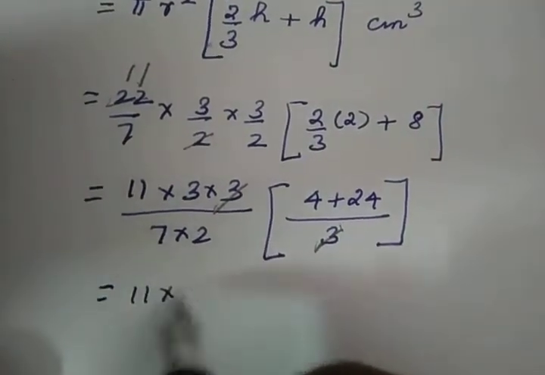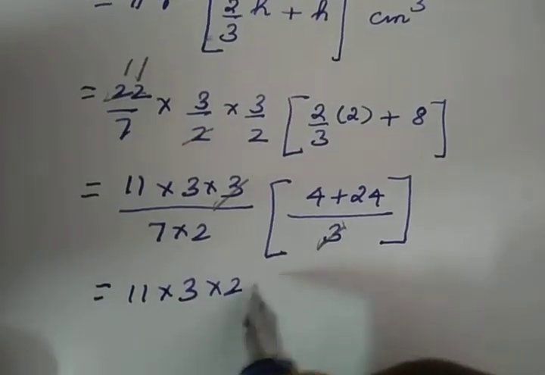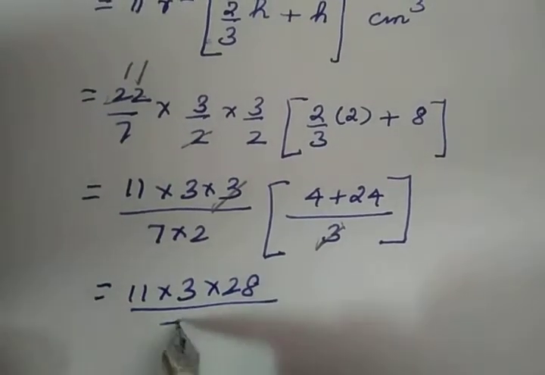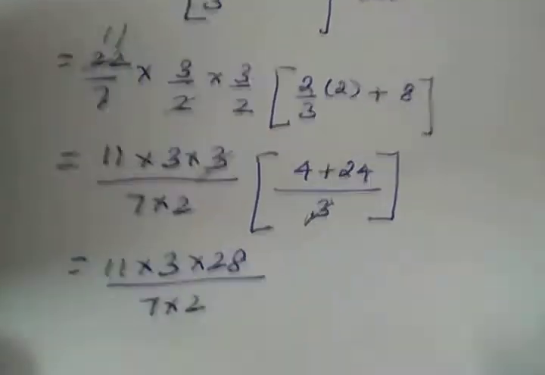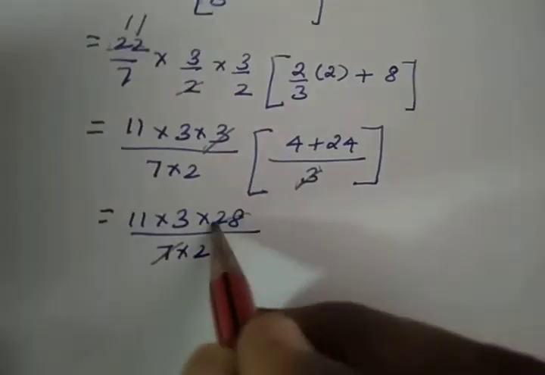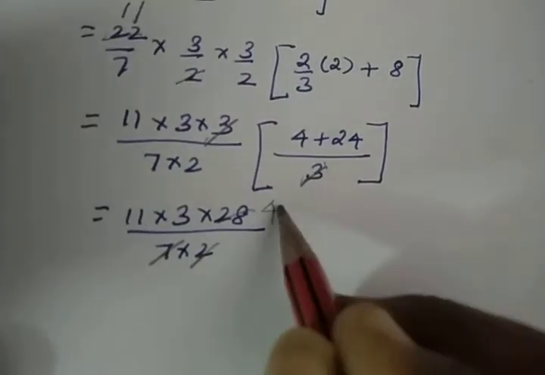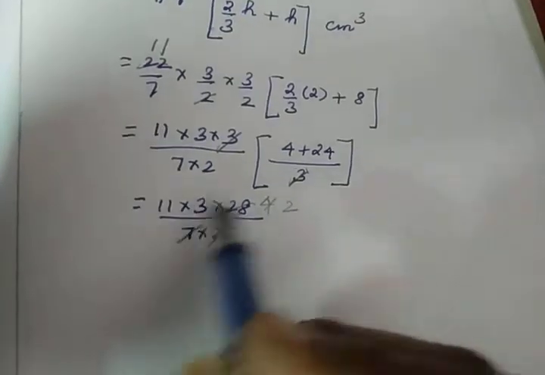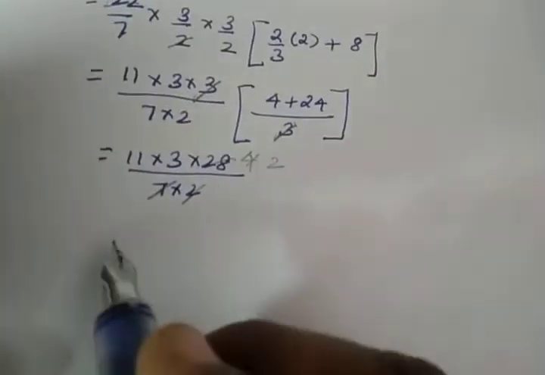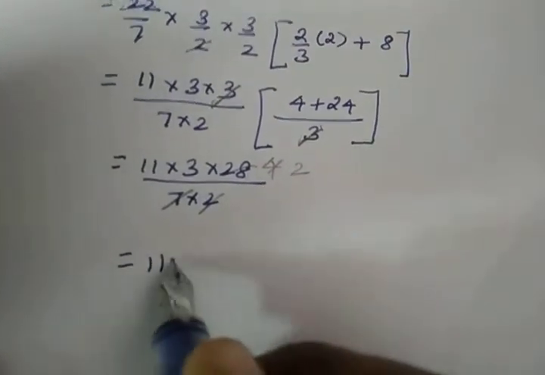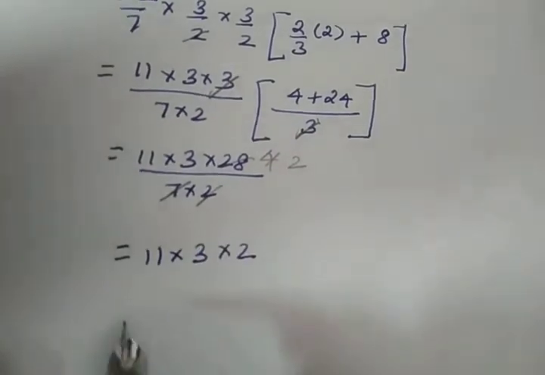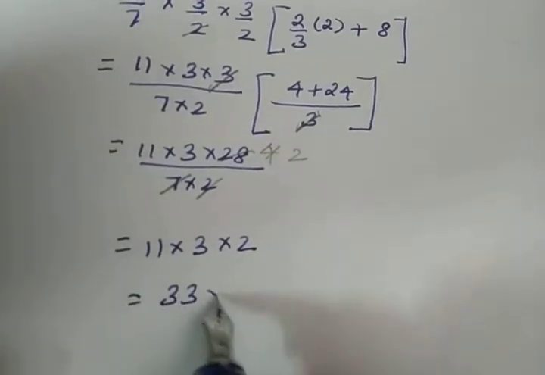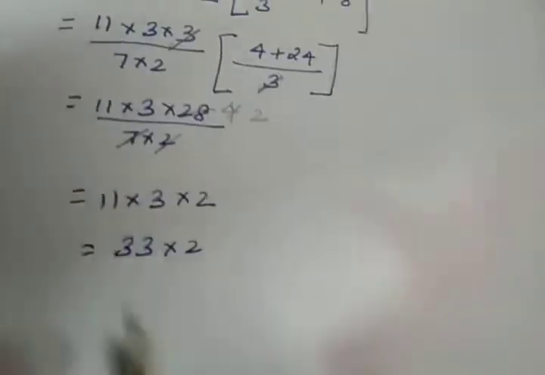So 11 into 3 into 28 divided by 7 into 2. 6 4s are 24, 7 4s are 28. Cancel it 4 times, again cancel it 2 times. After simplifying everything only, you have to multiply. Then only it will be easy for you. 11 into 3 into 2. 11 3s are 33. 33 into 2, 66.